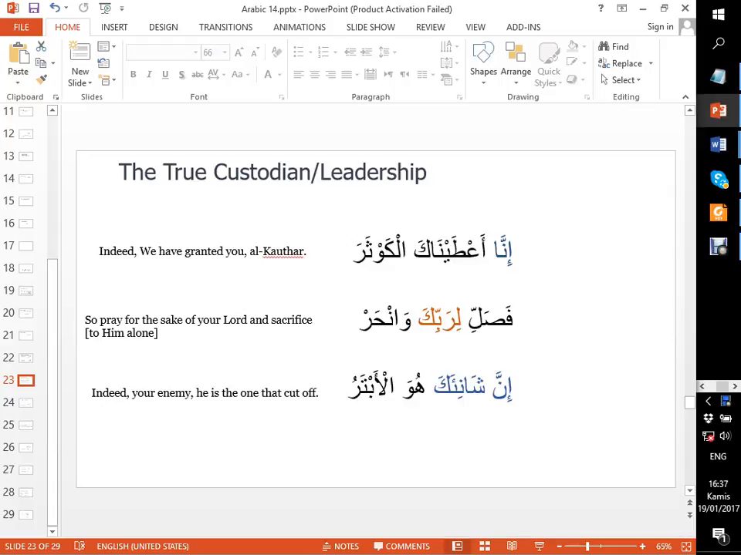So in this surah, because the previous surah is talking about the current leadership of the Quraysh, who deny the religion, the question is: who is the true leadership, the true custodian of Makkah? So indeed we have granted you al-Kawthar. It is directly talking to Muhammad sallallahu alaihi wasallam, Rasulullah sallallahu alaihi wasallam.